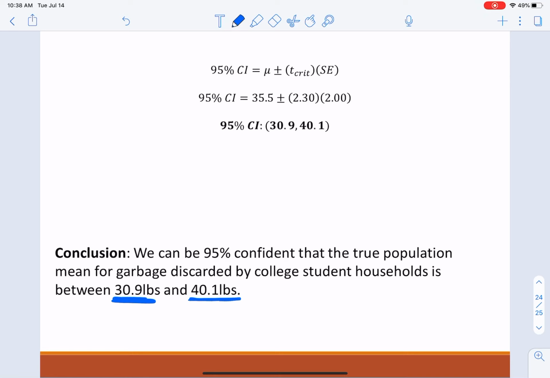That's crazy. Well, one, that's like a lot of garbage, but also we are able to figure out the population range. Somewhere in here is the actual population value, right? In this case, the mean garbage thrown away, the number of pounds, at least, right? Which is pretty wild. And that's the general process.